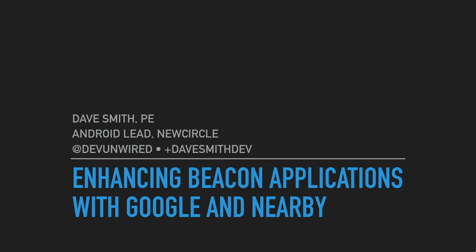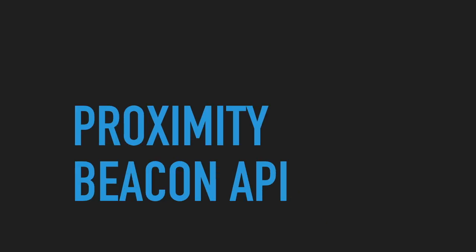I'm going to talk to you about two specific elements today. I'm going to talk about Google's Proximity Beacon API, and then we're going to talk a little bit about the Nearby Messages API. Has anybody heard of either of those things before? Okay, a couple folks. So it's going to be mostly new, so that's good. We'll jump right in.